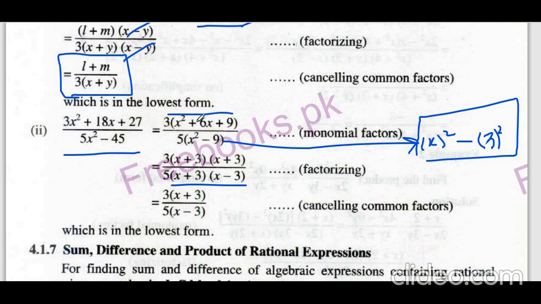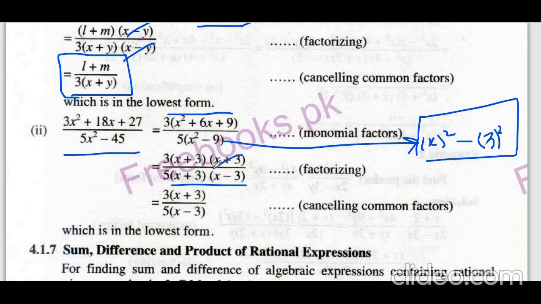What about the numerator? x square plus 6x plus 9. This is a quadratic equation. We can factorize it by making factors, and then you get (x plus 3) and (x plus 3). Clear?